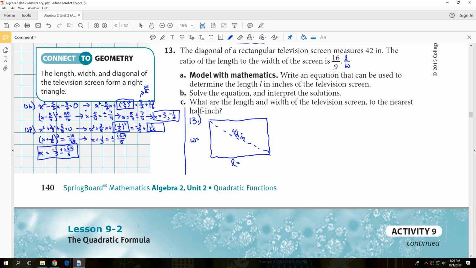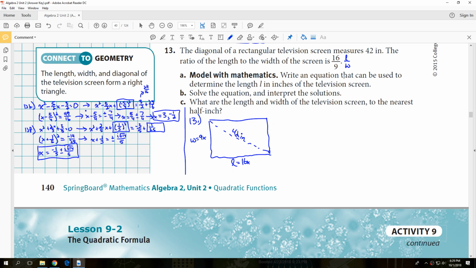All right, the length is 16 times something, and the width is 9 times whatever that is. We don't know exactly what it is, but we can call it x. So the length should be 16 times some x, and the width will be 9 times the same x, 16 by 9. Okay. Now, how are we going to solve for x?